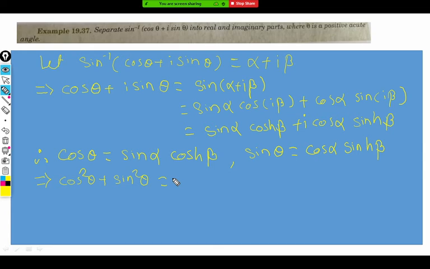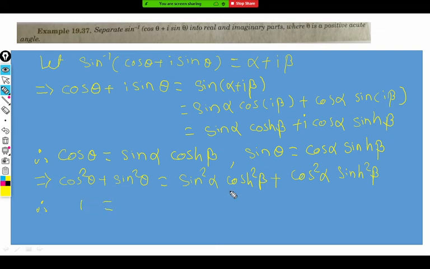So first we square and add here. So we get sine square alpha cos h square beta plus cos square alpha sine h square beta, and that is this one. Now this value is 1. We already know this is 1. This 1 is equal to.